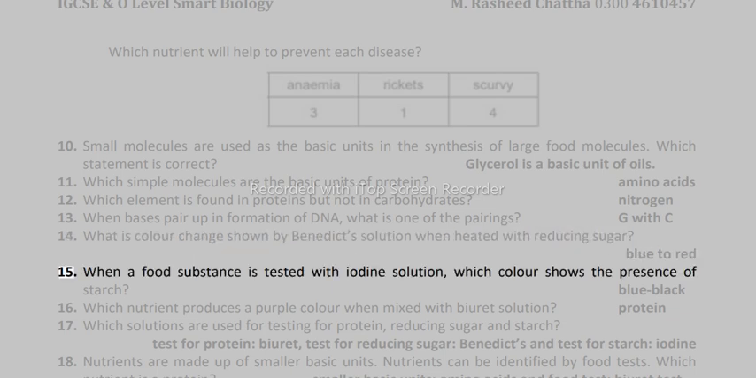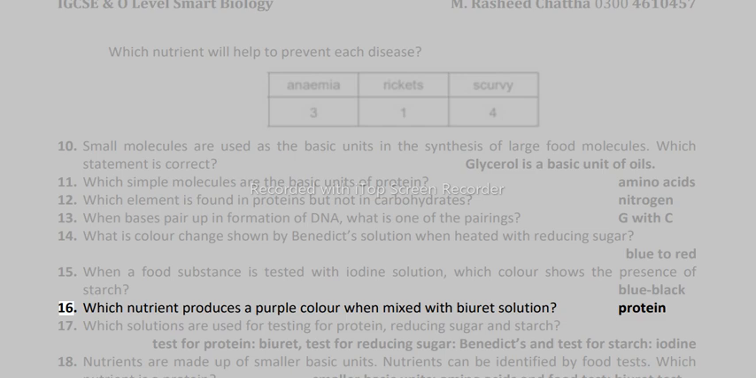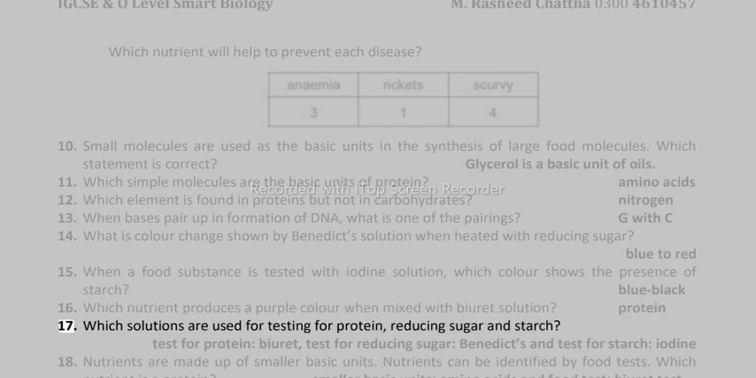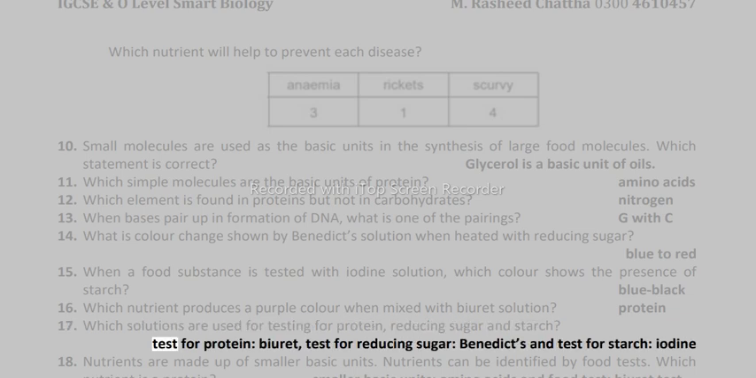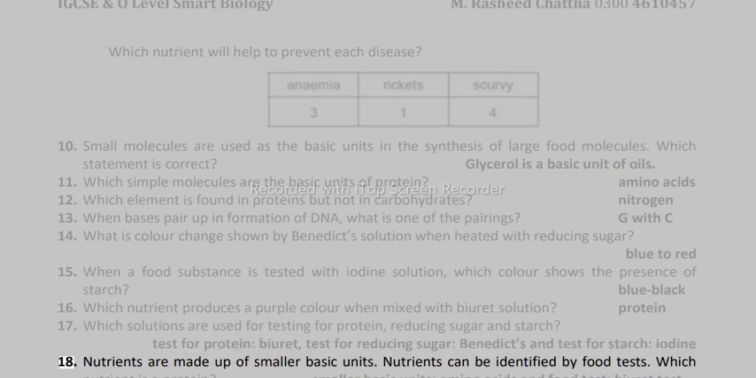Blue to red. 15. When a food substance is tested with iodine solution, which color shows the presence of starch? Blue-black. 16. Which nutrient produces a purple color when mixed with Biuret solution? Protein. 17. Which solutions are used for testing for protein, reducing sugar, and starch? Test for protein, Biuret; test for reducing sugar, Benedict's; and test for starch, iodine.